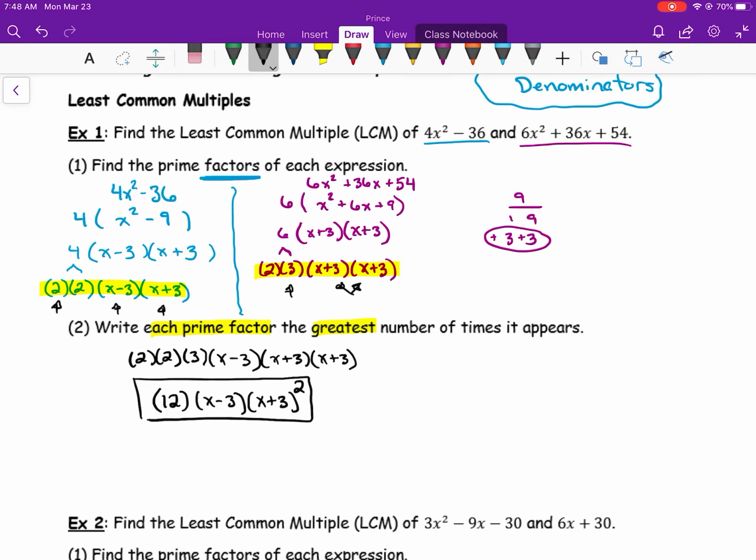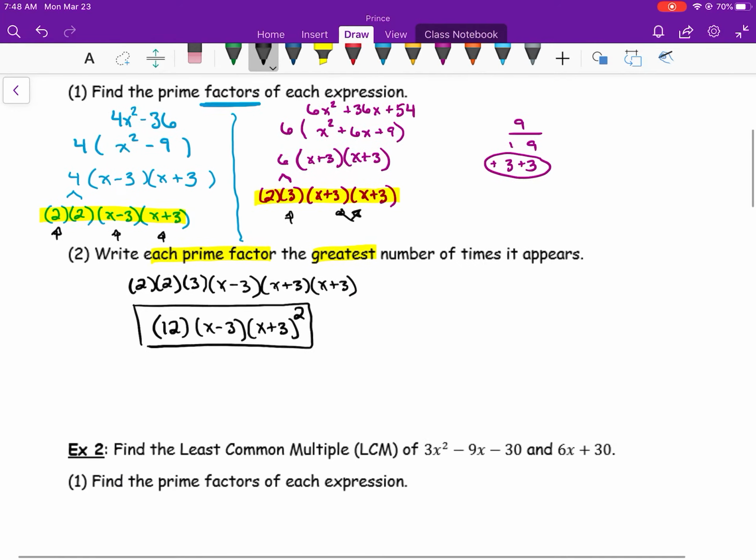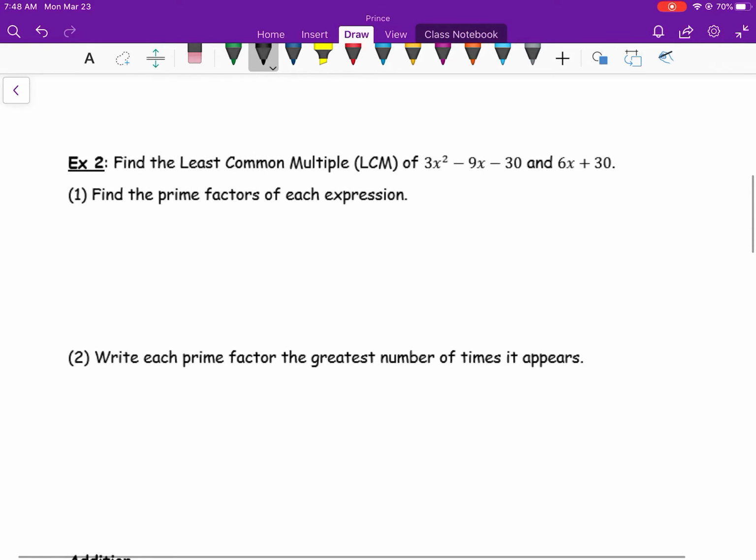Alright, promise these first 2 examples are a little more confusing than we actually get into adding and subtracting. Alright, so we're going to do the same thing. So again, I'll do 3x squared minus 9x minus 30 in blue, and then I'll do 6x plus 30 in purple. So 3x squared minus 9x minus 30.